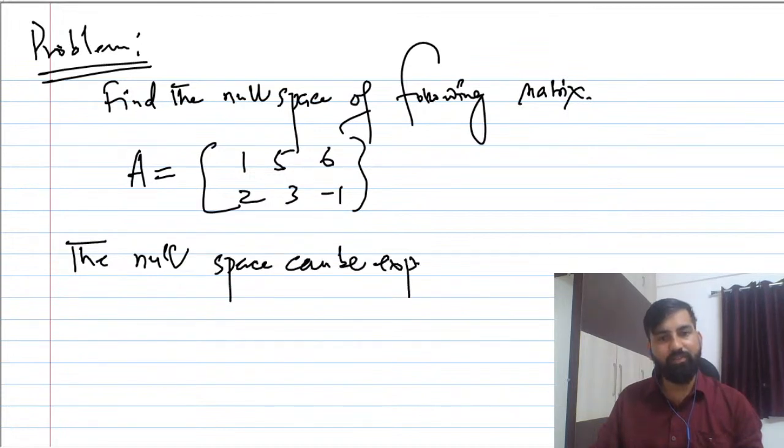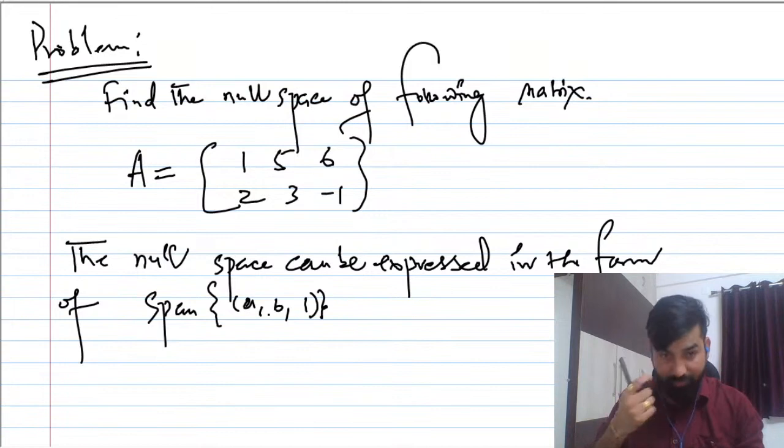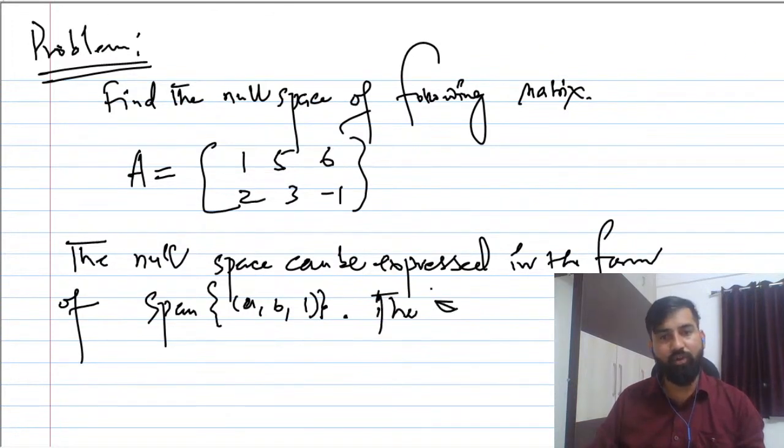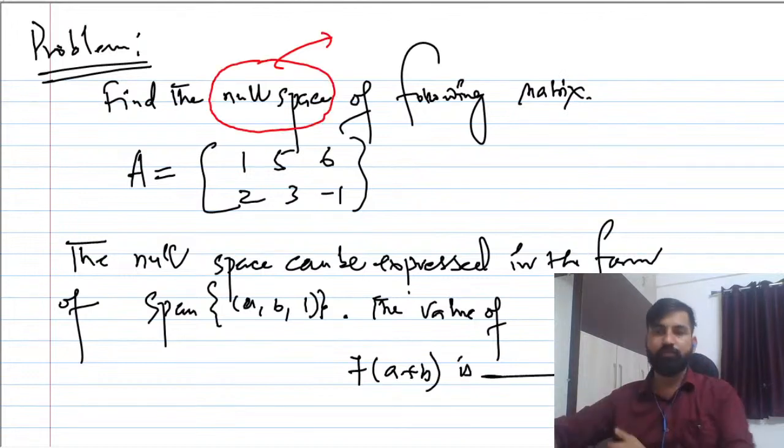देखो उसमें मेंशन भी है, the null space can be expressed in the form of span, see, span a comma b comma 1. This is one vector they have given. The null space they are expressing in this, using this span concept, right? So what they are asking is the value of 7a plus b आपको फाइंड करना है. What is the value?